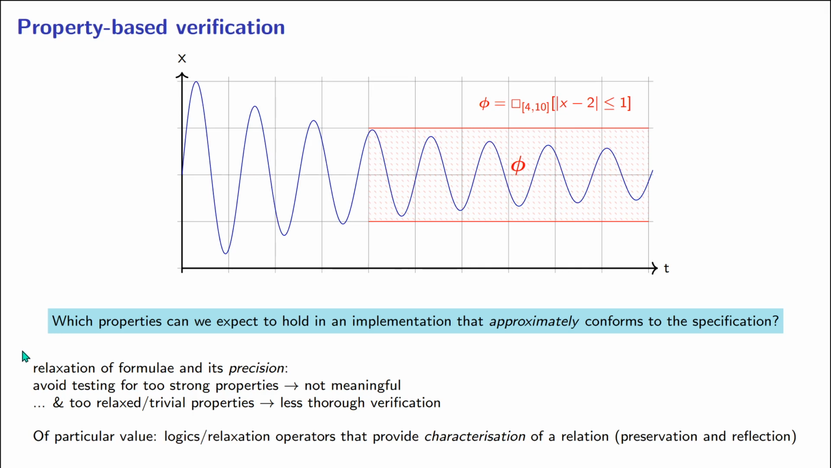Because we don't want to test for properties that can't be preserved, as this is not meaningful at all, and we don't want properties that are too relaxed, too trivial, because then we lose the opportunity to do more thorough, more complete verification. So ideally, we want to have the so-called logical characterization of a conformance relation. This is when we know precisely which formulae are preserved, and there is always a formula that can distinguish systems that are not conforming.